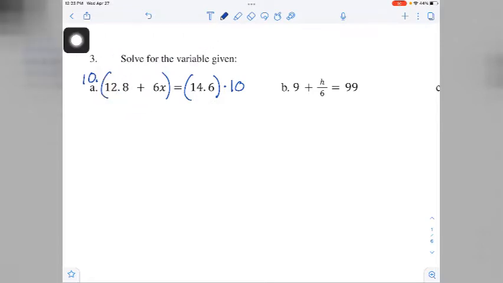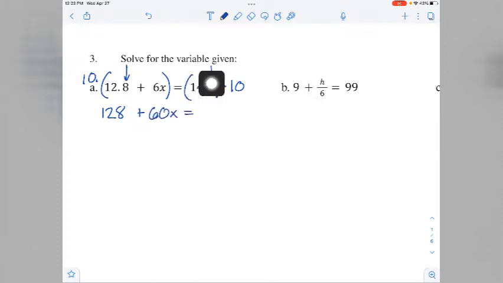So in this case, all of my decimals are in the tenths place. Because of that, I decided to multiply everything by 10. 12.8 times 10 turns into 128. Notice it looks the exact same, but there's just no decimal in it. I also have to do 10 times 6x, and I know 6 times 10 is 60, so this is going to turn into 60x. And then 14.6 times 10 is going to turn into 146.